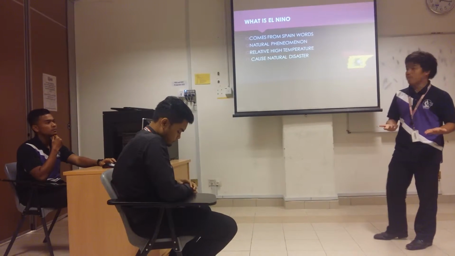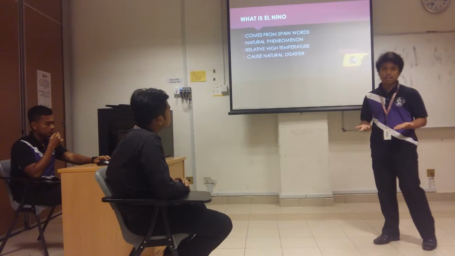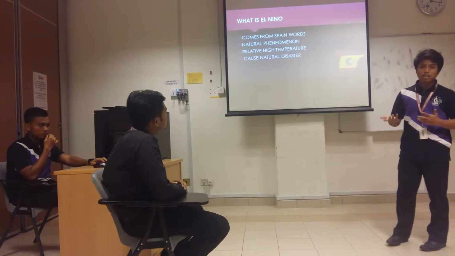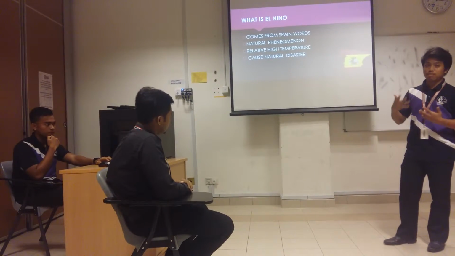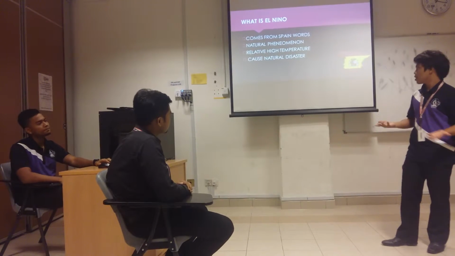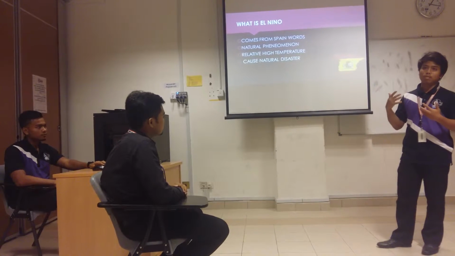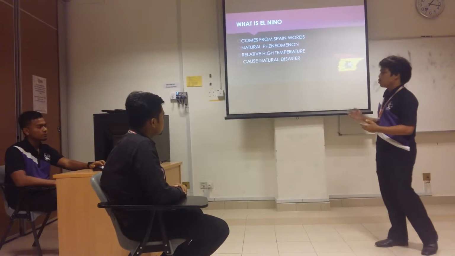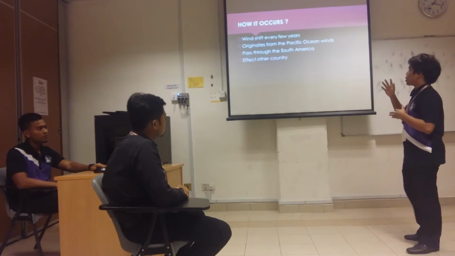Okay, actually what is El Nino? El Nino comes from a Spanish word meaning sun. And it is actually a natural phenomenon that will cause high temperature in the country and the surroundings. And it will also cause natural disasters like bird migration or outbreaks of disease. So this is what El Nino does to the periphery.